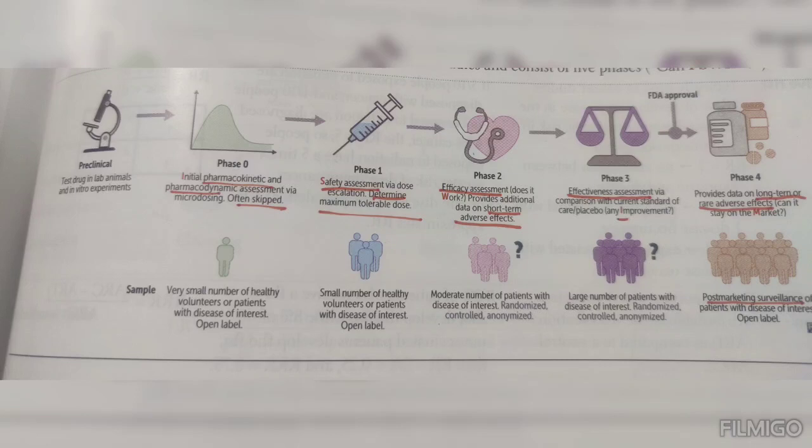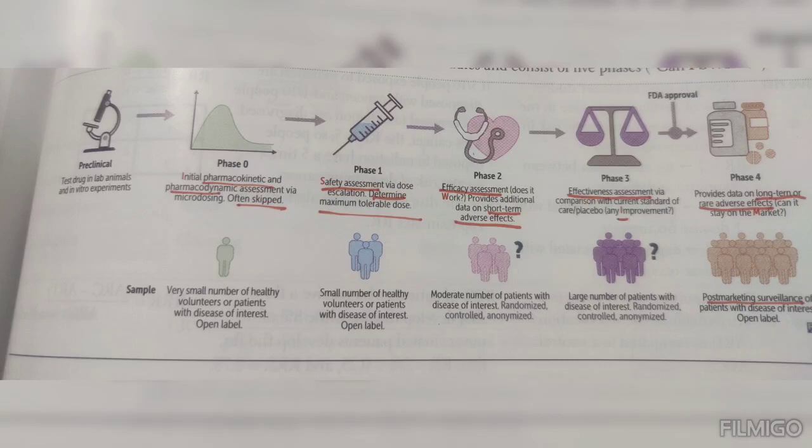Next, phase 2. Swim. W. Does it work? Efficacy assessment. Efficacy assessment could be assessed in phase 2. It provides additional data on short-term adverse effects. The sample size here would be a moderate number of patients with disease of interest, randomized, controlled, anonymized.